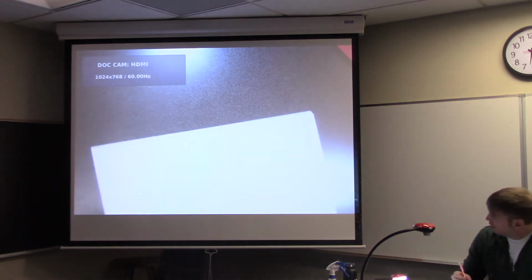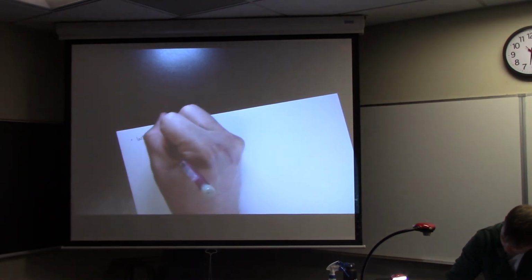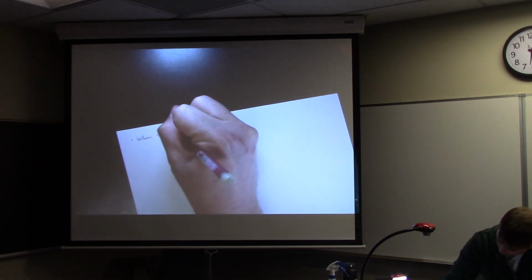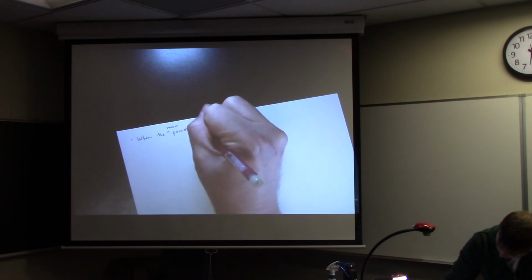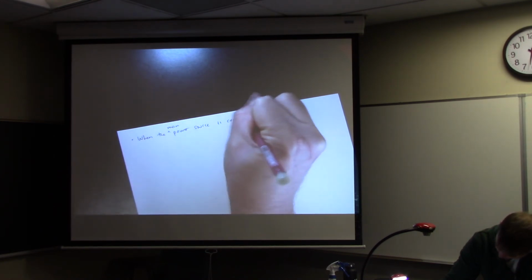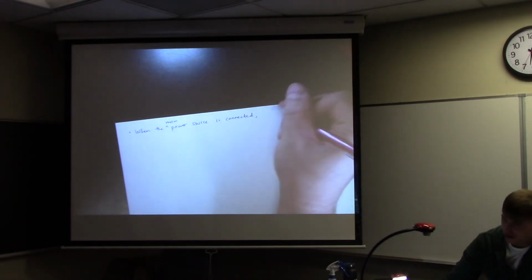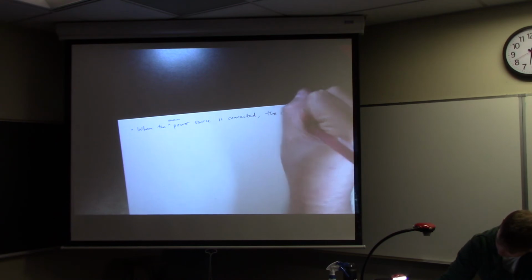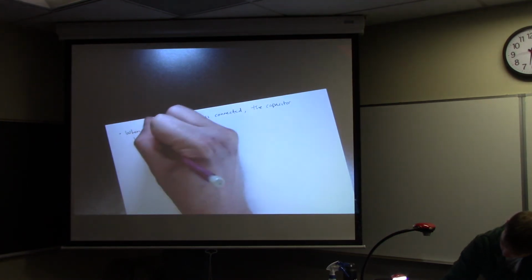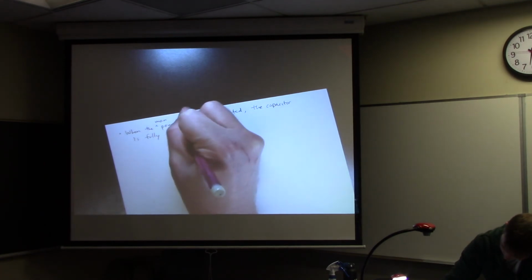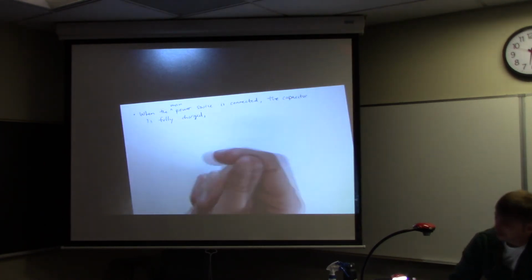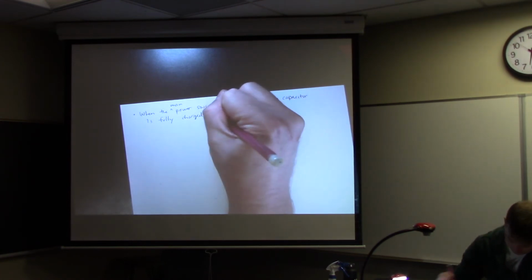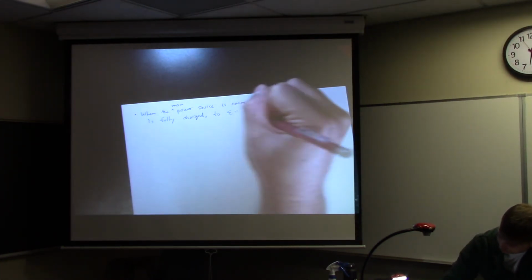And there are a few things we just want to sort of jot down and have in our heads. So, when the main power source is connected, the capacitor is fully charged. And we don't know how much charge it's holding necessarily, but we do know it's charged to a certain voltage, which is 240.